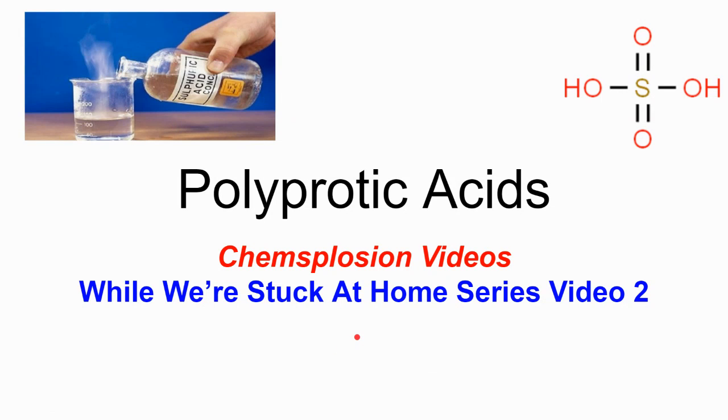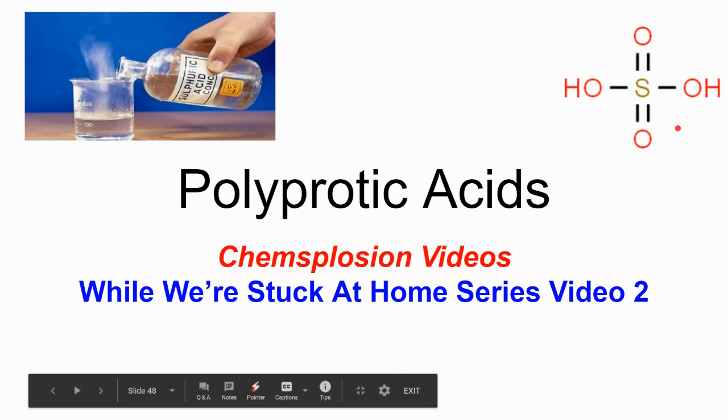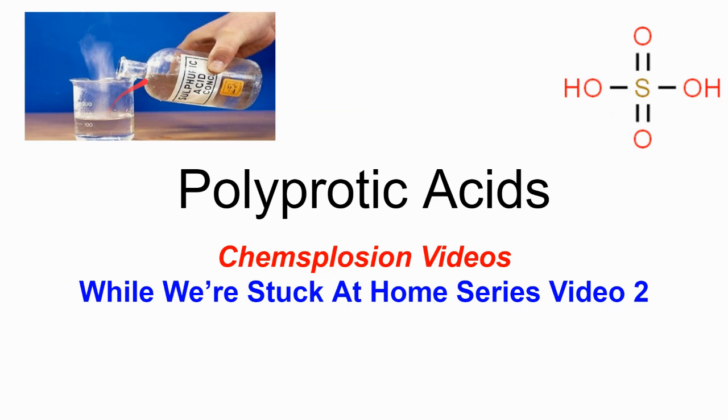Okay, we're going to talk about polyprotic acids today. This is video number 2 in the series of the While We're Stuck at Home videos that I'm making for AP Chemistry. As you see in this slide, we have sulfuric acid, and you can see the Lewis structure over here, and an example of the stuff here.